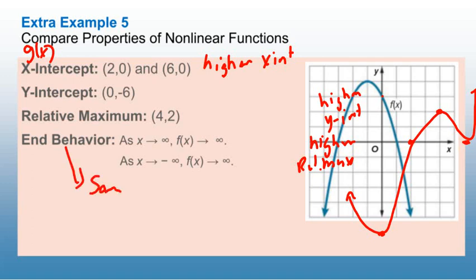The end behavior is not the same. So we would say the end behaviors are opposites. And that would be enough to do the comparison of our two functions. So that is our lesson on sketching graphs and comparing functions.